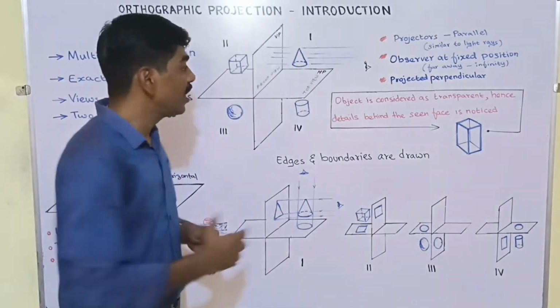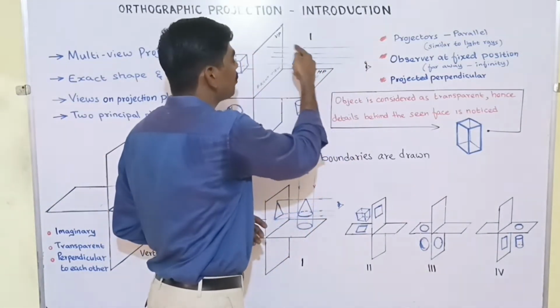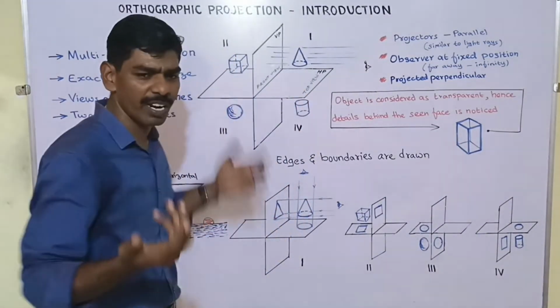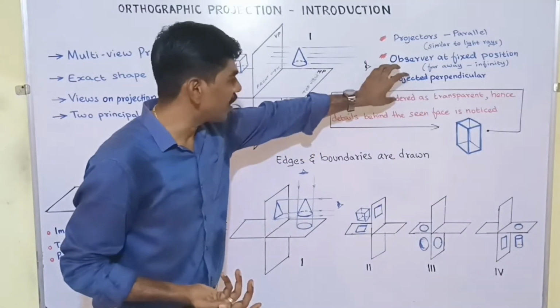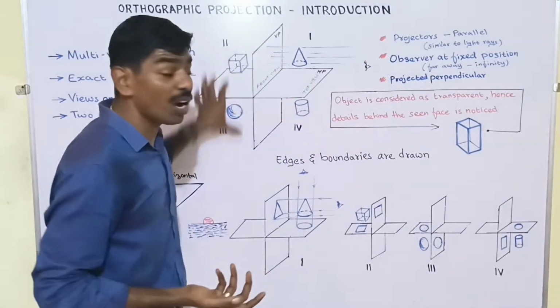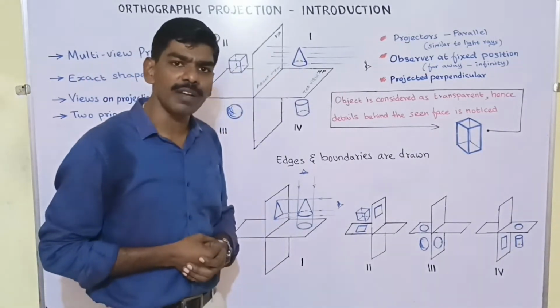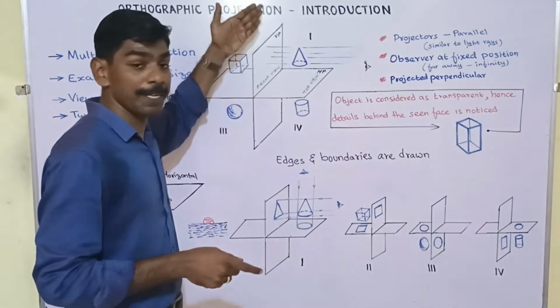That is important. So if an observer is looking at from this direction, he can see an object in the first quadrant or in the fourth quadrant or in the second or third quadrant, because this is transparent and he is watching from this position. From this position, the view we get is projected on the vertical plane and it is called front view. The front view is obtained on the vertical plane.